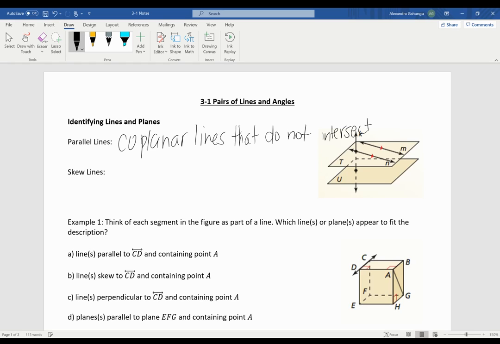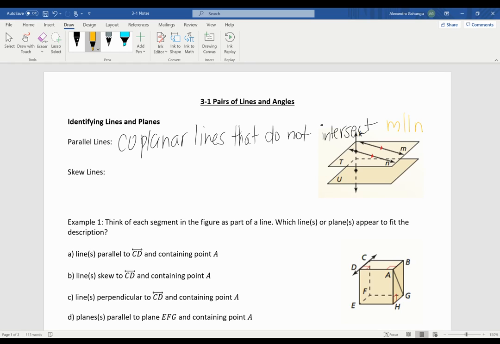So if I were to look at my diagram here, I'm looking for parallel lines, and those parallel lines are going to be M and N because they've got that little red there. So I would write that M is parallel to N. The two bars, it's parallel.